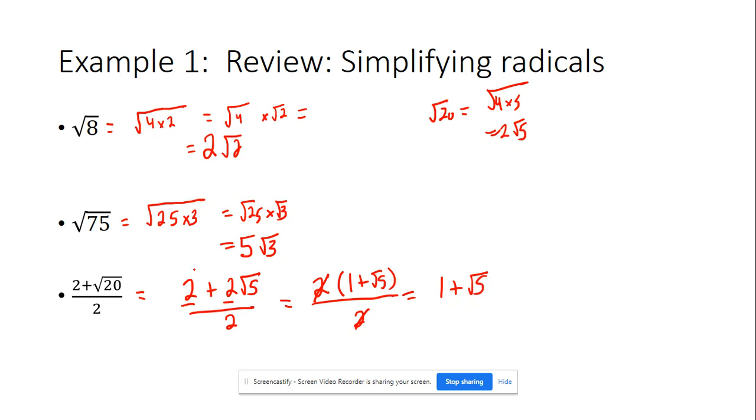All of these are skills that we're going to need in this lesson. So we need to be able to simplify radicals, and we need to be able to simplify a rational expression with radicals in there as well.